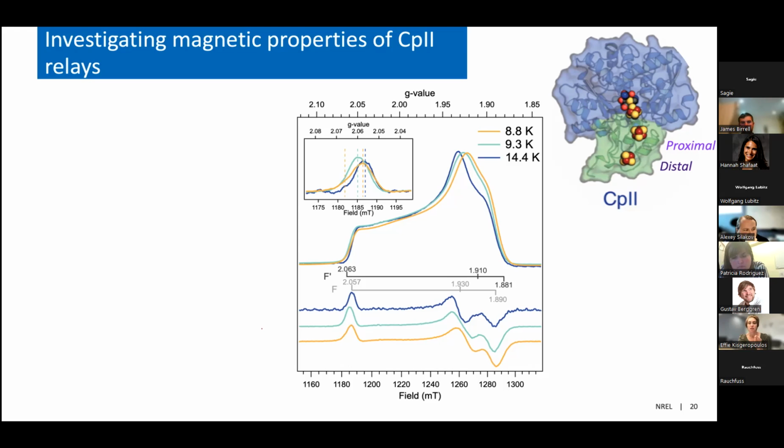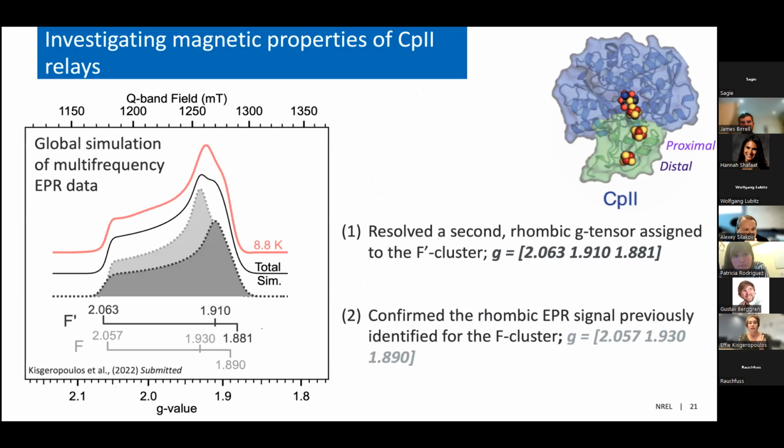But you can see that there are changes with temperature that are similar to the changes that you see at the CW. And in fact, when I do a global simulation of both frequencies, I'm able to resolve a second rhombic G tensor that I can assign to the F prime cluster. Before, this additional F prime cluster was just assigned to a suite of signals, all of these different signals that showed up at lower temperature, but it wasn't really clear what exactly the G values were.